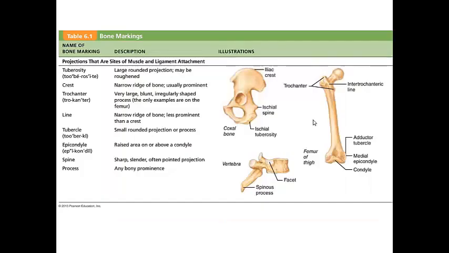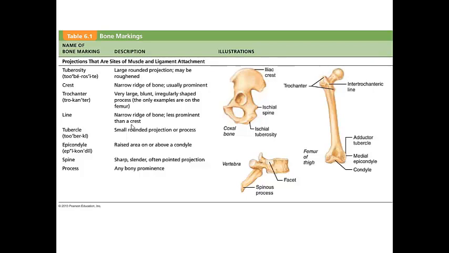So the last part of this little mini lecture is going to be on the bone markings. And these are important bone markings that you need to know. And you need to know this table. So this table is nicely broken down into projections that are sites for muscles and ligament attachments. Remember, that's one of the important functions of the skeletal system.